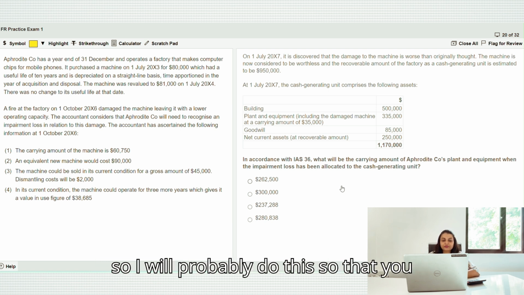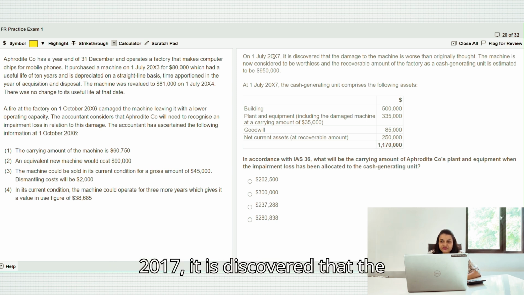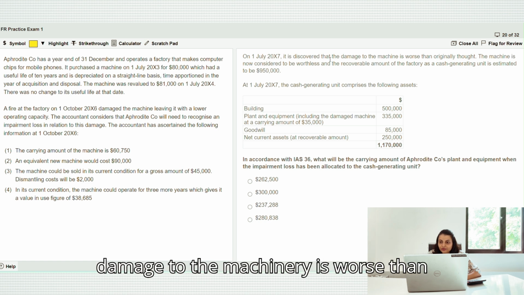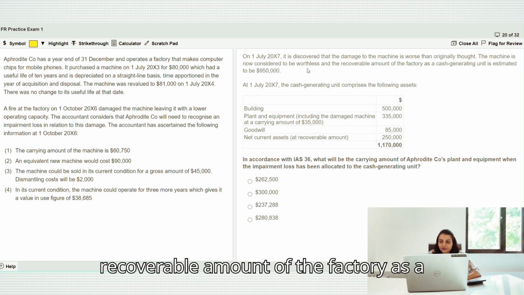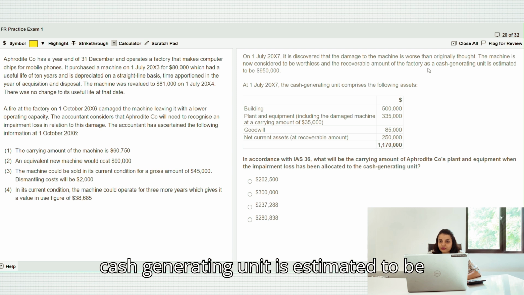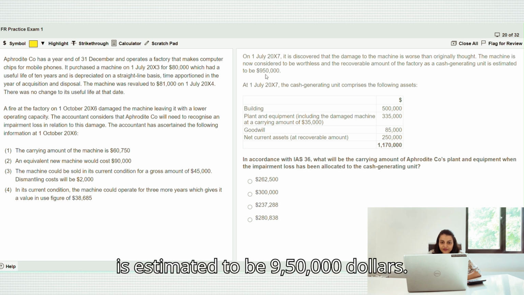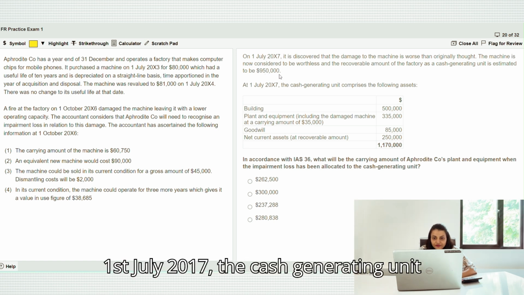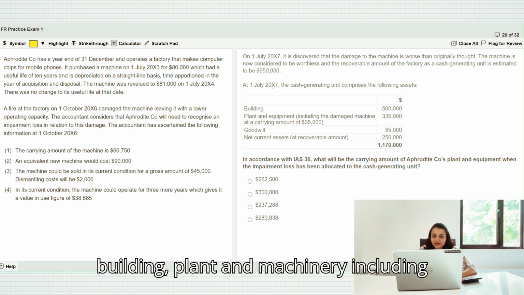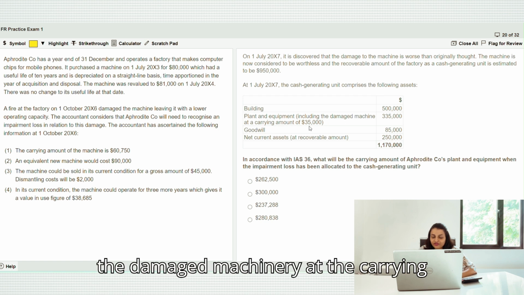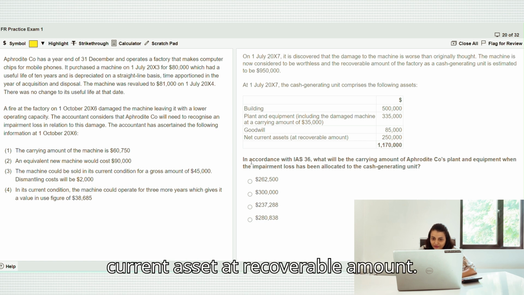Okay, so I'll probably do this so that you understand it better. On 1st July 2017, it is discovered that the damage to the machinery is worse than originally thought. The machine is now considered to be worthless and the recoverable amount of the factory as a cash generating unit is estimated to be $9,50,000. At 1st July 2017, the cash generating unit comprised the following assets: building, plant and machinery, including the damaged machinery at the carrying amount of 35,000, goodwill, and net current asset at recoverable amount.